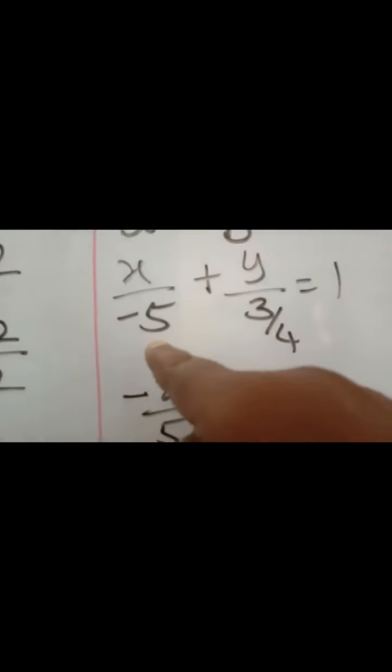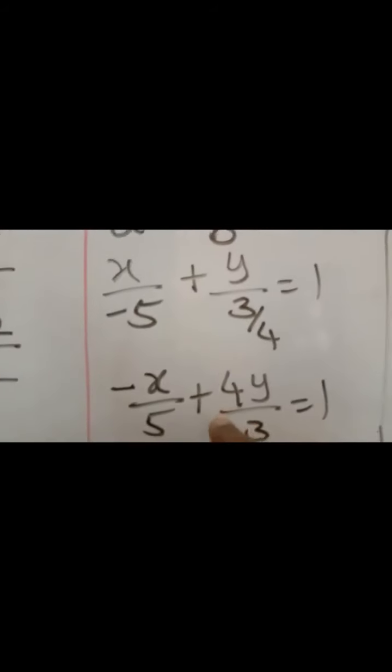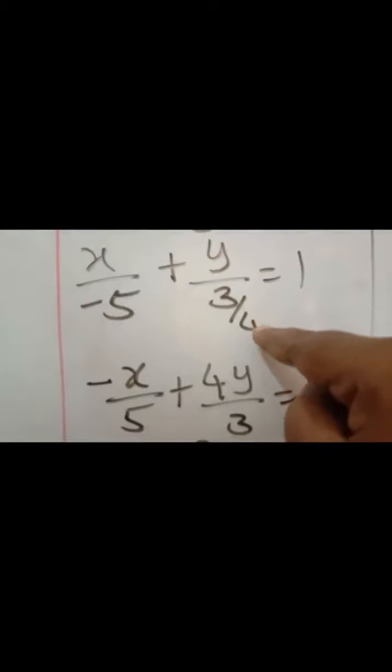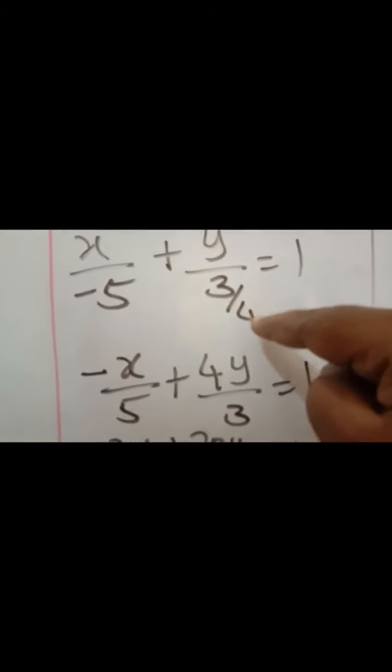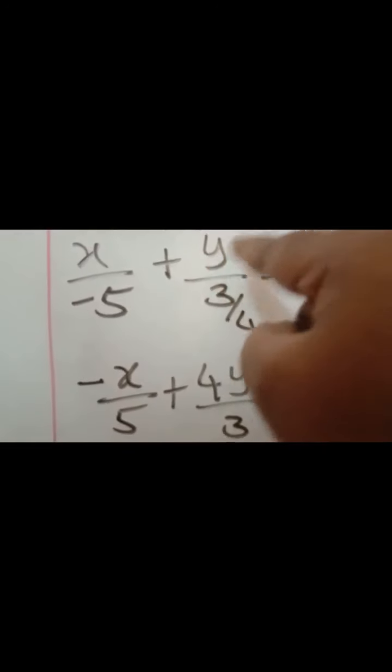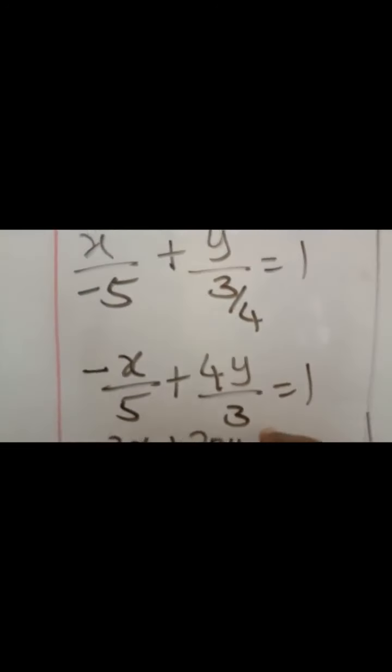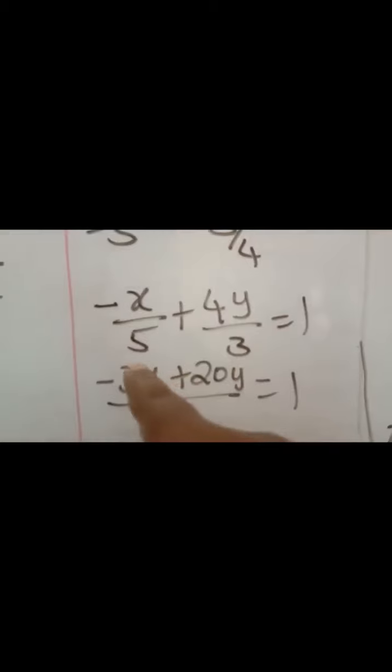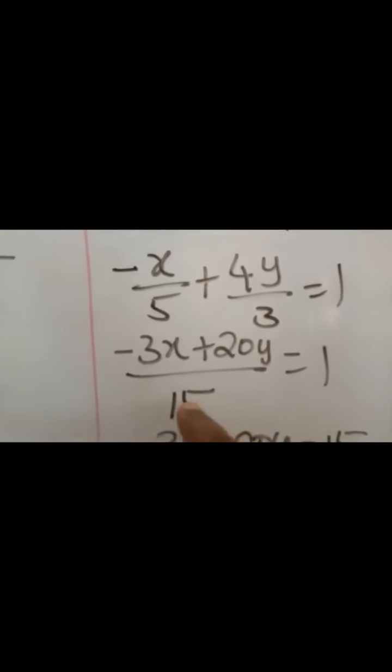The denominator, sign should not be there, so take it to the numerator. So minus x by 5 plus, here y by 3 by 4, fraction in the denominator, write its reciprocal. So 4 will go there. You have to write y into 4 by 3, that is 4y by 3 is equal to 1. Now take LCM, 5 3s are 15.